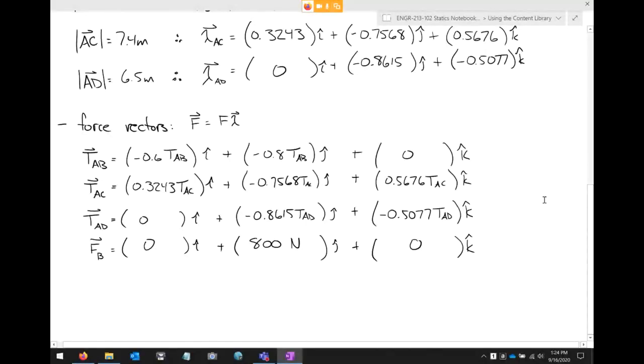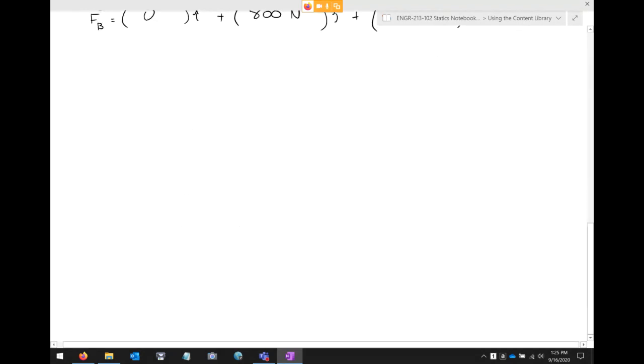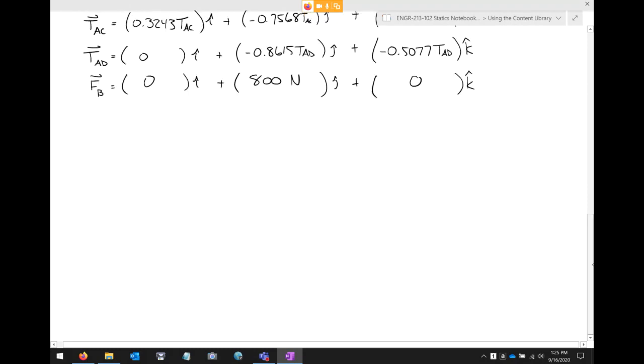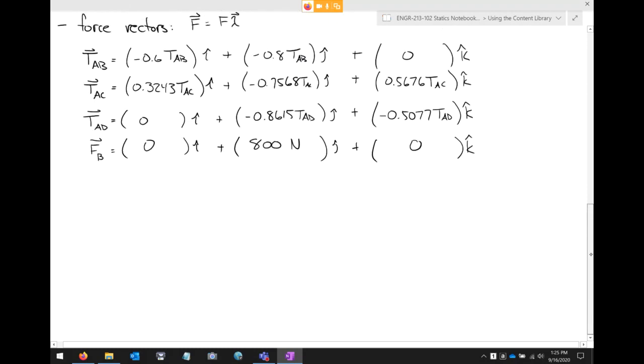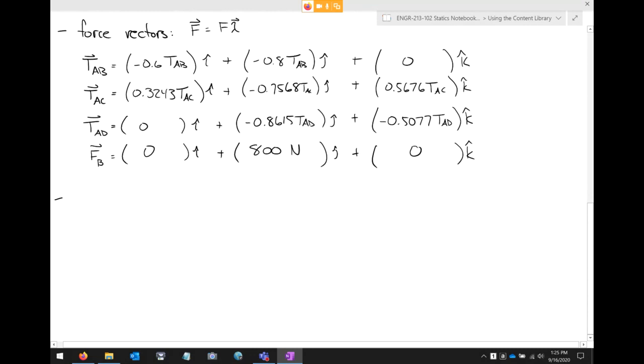Okay, so now what we can do is we can apply equilibrium. All right, let me look at this. Ooh, man, that scroll gets ahead of me. So now our static equilibrium.